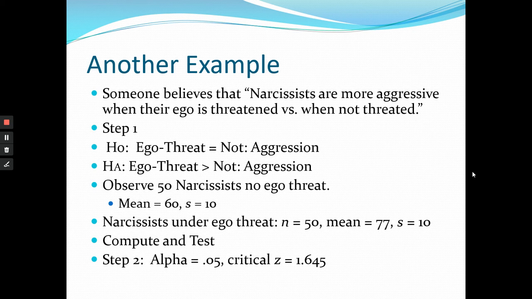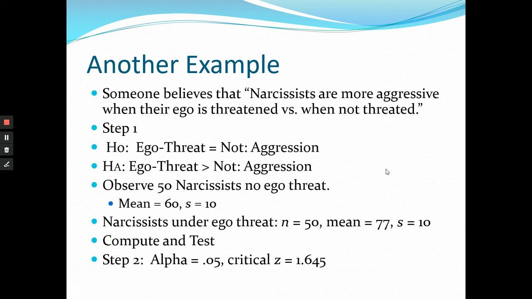So there's no difference. So remember, the H0 says there's no effect. There's no difference. HA says that what we have up here, this is what we believe based on theory, etc., that narcissists are more aggressive when they're in conditions of ego threat versus not. So in terms of aggression, ego threat's going to be greater than not ego threat for narcissists.